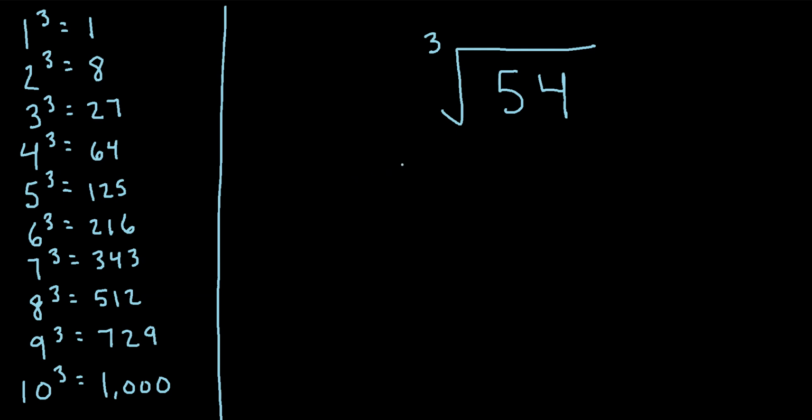Okay, let's try one more example. Let's say we want to find the cube root of 54. I'll show you how to do that using both methods again. So remember this first method, we're trying to factor 54, and we want to try to use one of these perfect cubed values to do so.